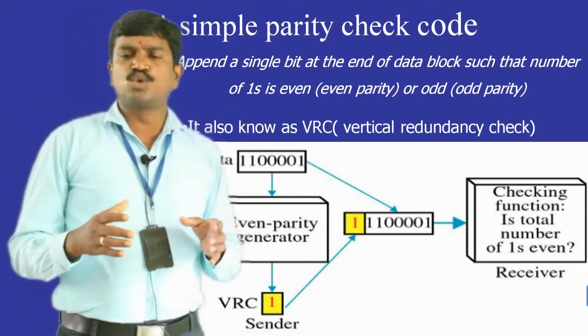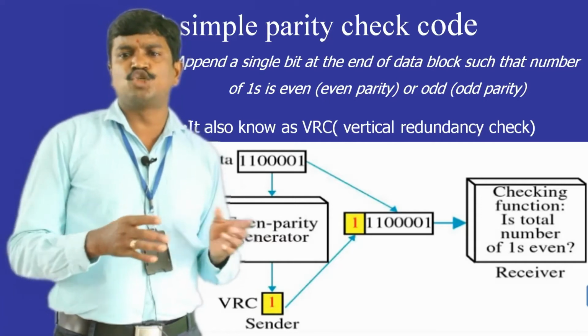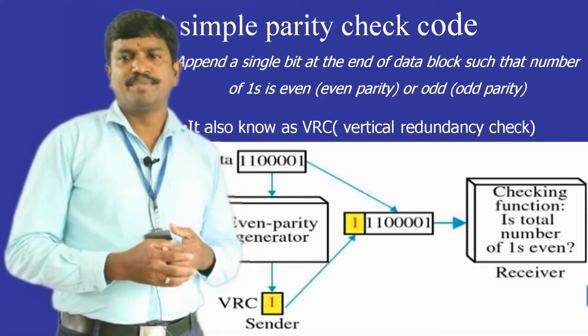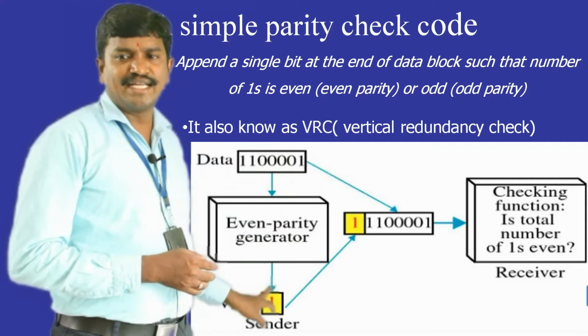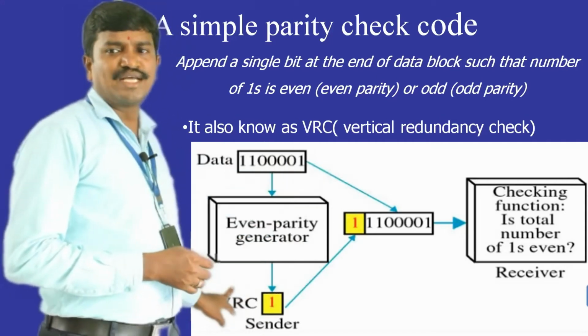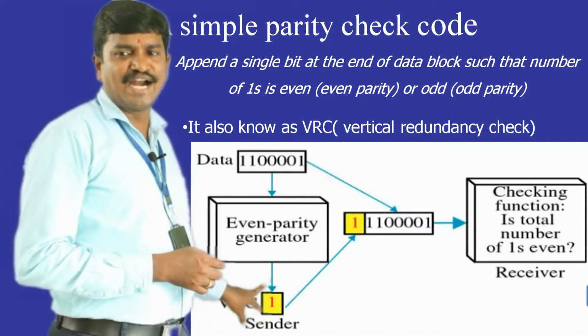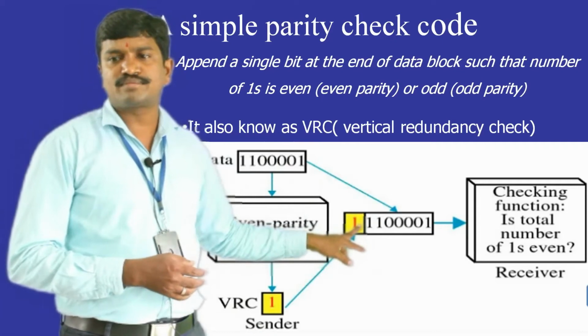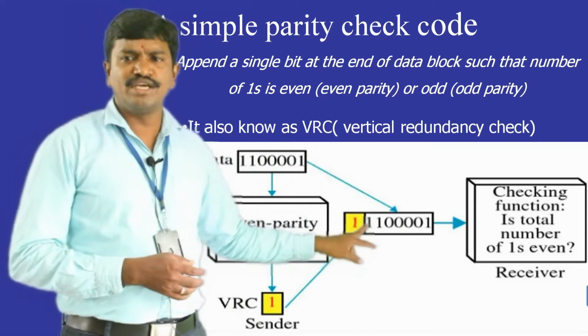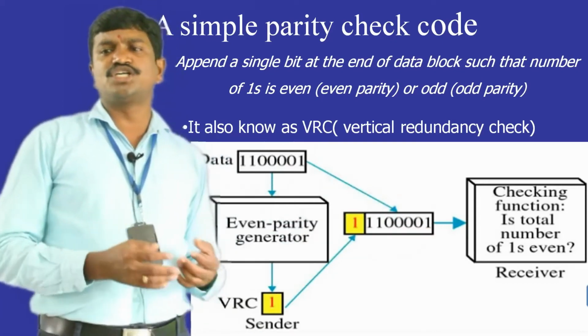And how many ones should the code word have? In even parity it should have an even number. So in order to make it even, one additional bit is added, that is this one. The vertical redundancy check or parity check will add 1, and now the total number of ones in this code word becomes even. Now at the receiver side the logic is very simple.